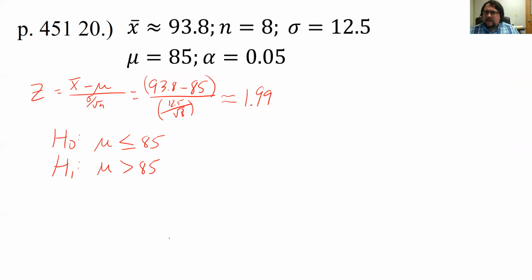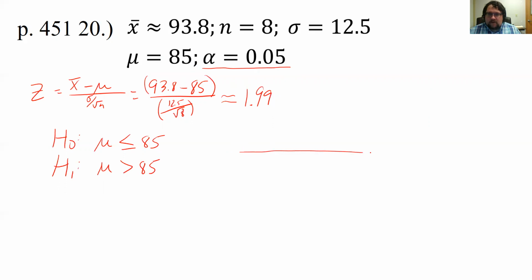Now you can look at it and see, well, it's obviously not going to be less than. But the question is, is it so far up that with this alpha level, with this level of significance, we would reject the null hypothesis, that we reject that he does not have a higher blood level? Okay, so we're going to use our Z value, and this is a one-tail test.